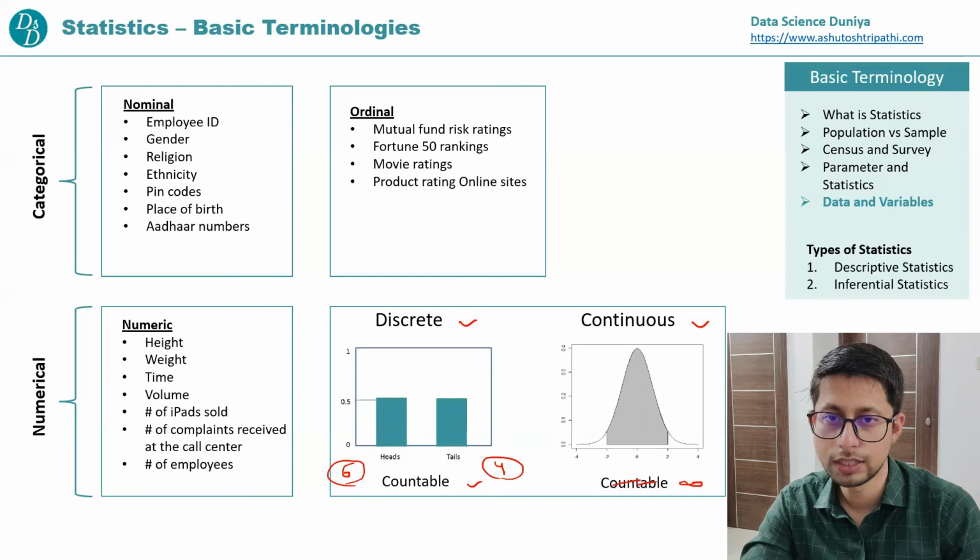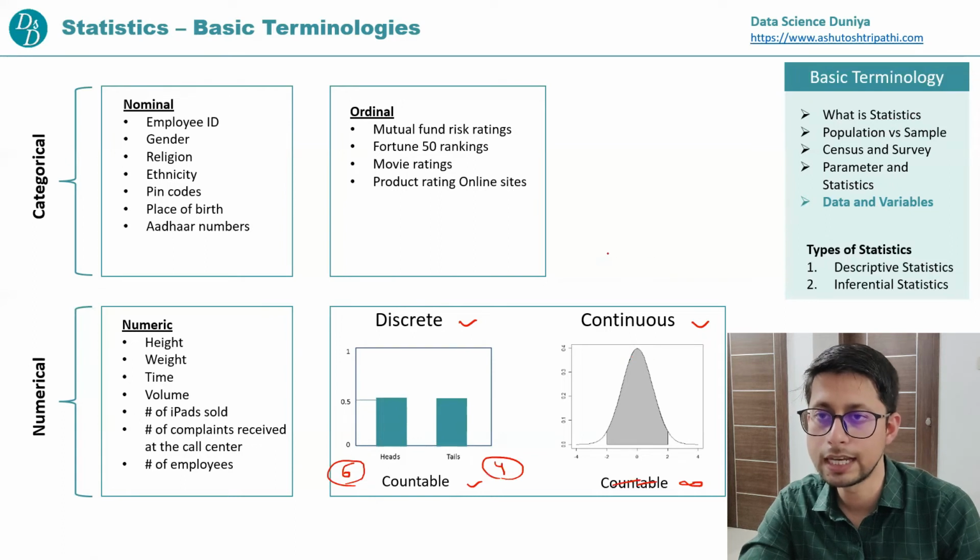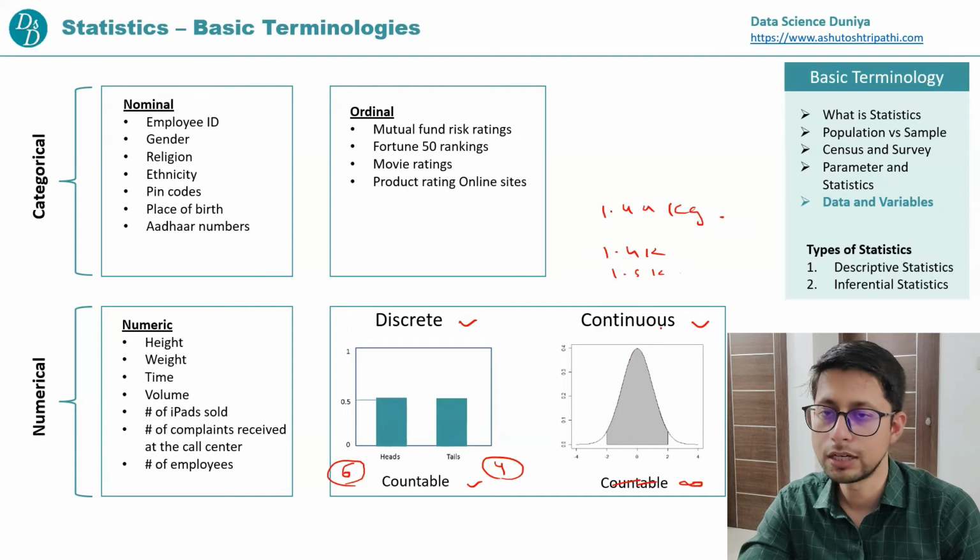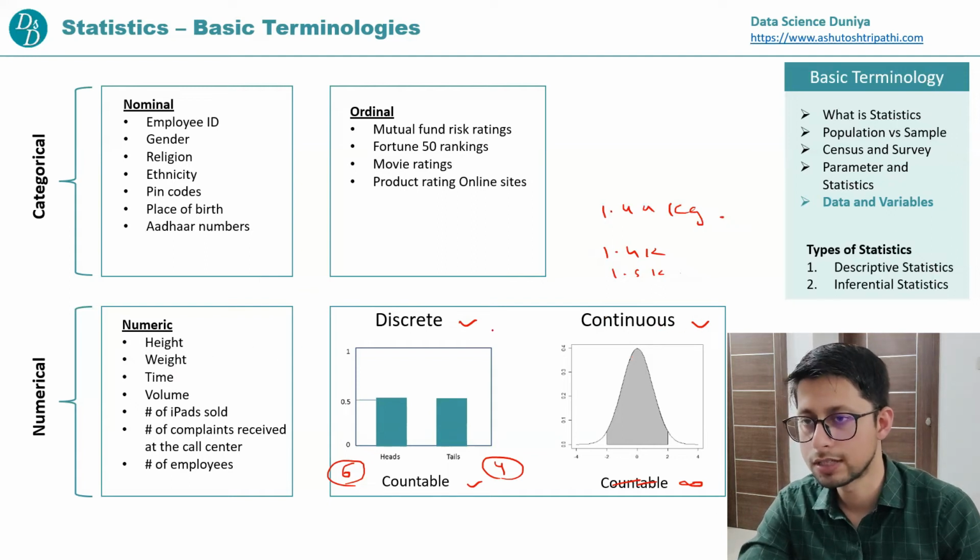Okay, so when you do this kind of measurement, that's where it becomes continuous. Basically, when it takes any real number, like it could be 1.4 kg, it could be 1.5 kg, or it could be 1.44, any real number, right. So that's where it becomes a continuous variable. So a numerical variable can be divided into discrete and continuous.